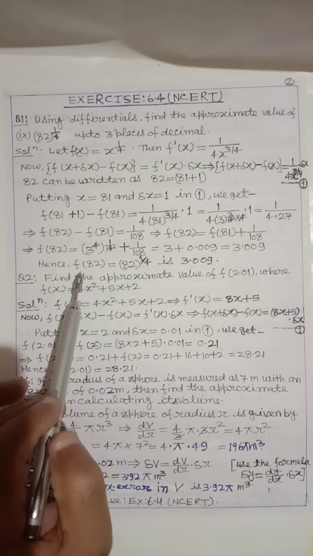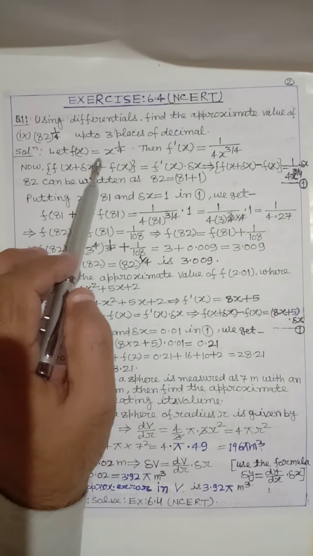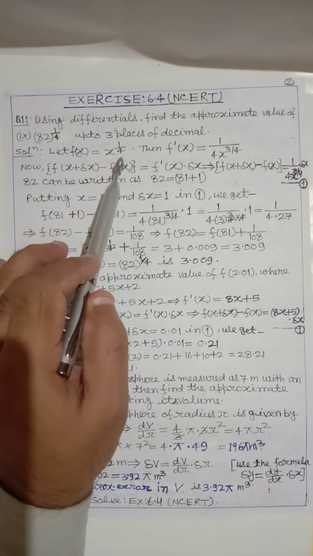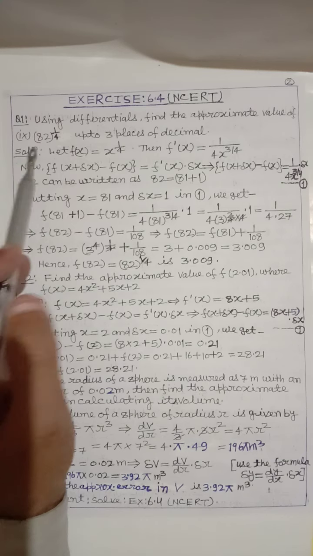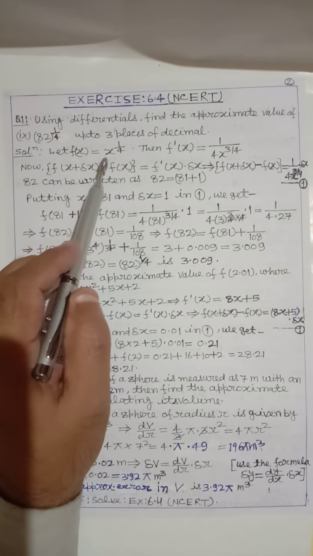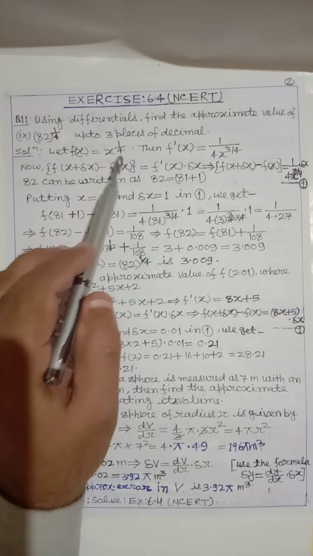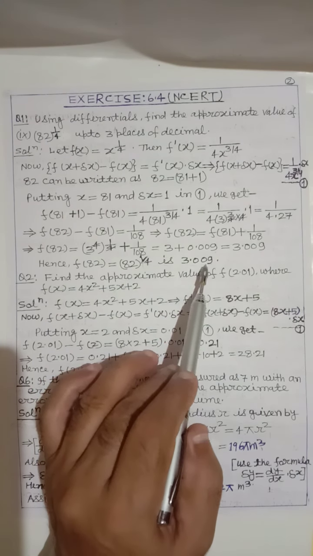Dear students, f of 82 means f of x is equal to x to the power 1 by 4. Here x is equal to 82. So f of 82 equals 82 to the power 1 by 4, and the value of this is 3.009.